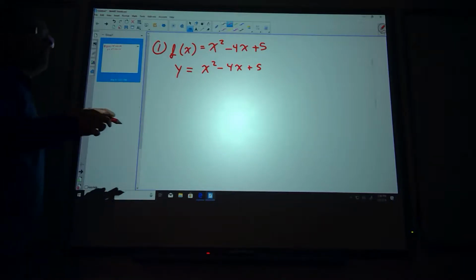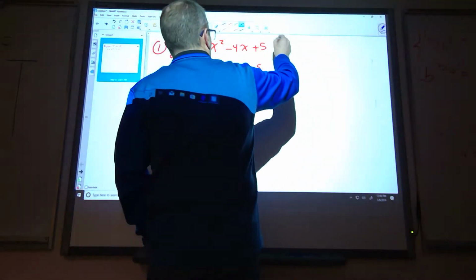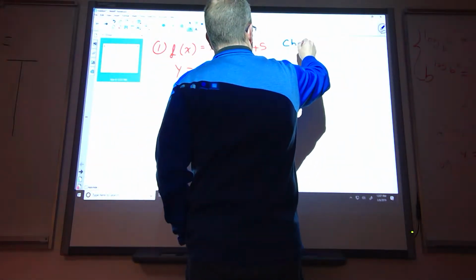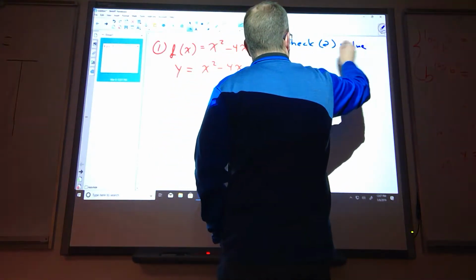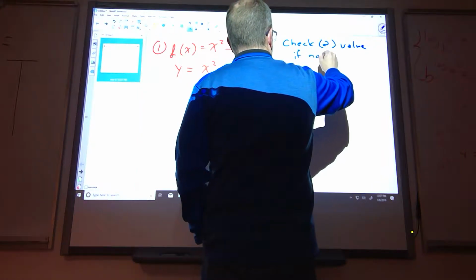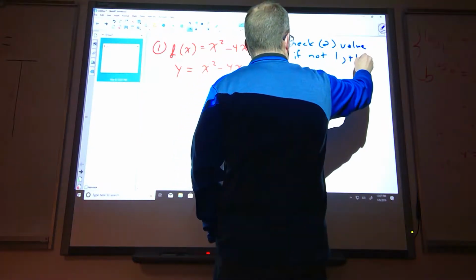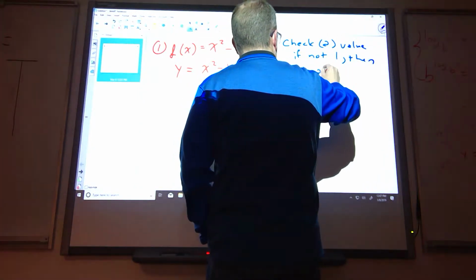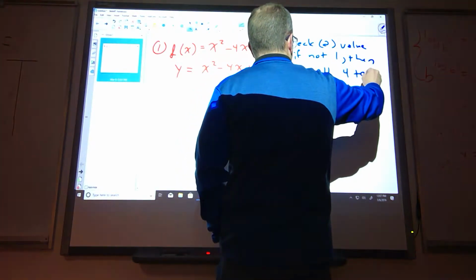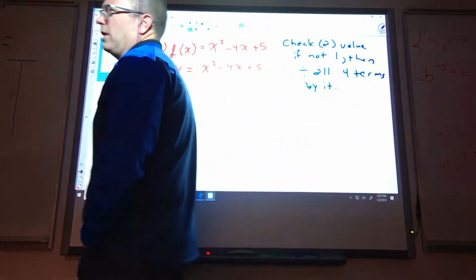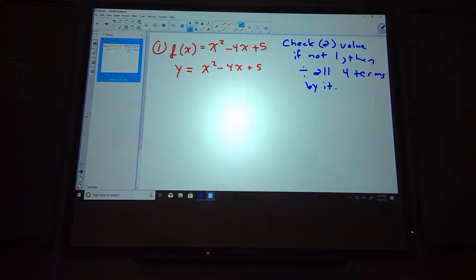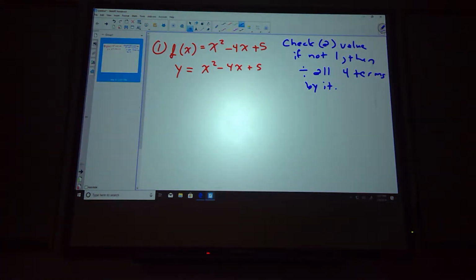What was the next step after? So this first step was check a value. If not 1, then divide all four terms by it. Okay, and that'll make more sense on a later question. I think number 5 has one that's like that. Okay, the next step was not really a huge mathematical step.